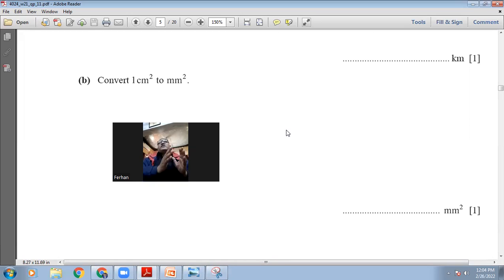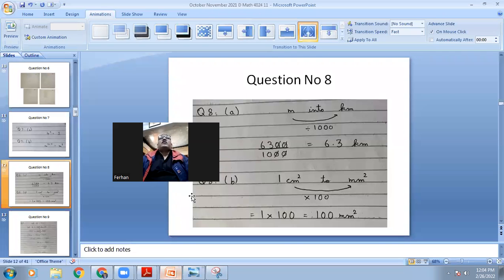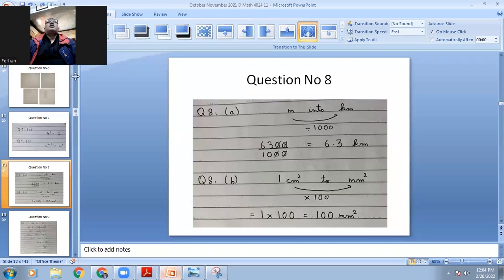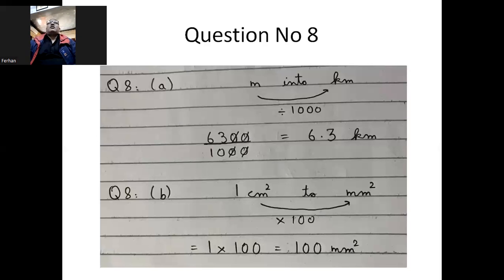So if you want to convert centimeter square into millimeter square, centimeter square is a bigger unit and millimeter square is a smaller unit. So when you convert a bigger unit into a smaller unit, you multiply. So you will multiply it with 100. So let me show you the solution. So 1 centimeter square to millimeter square, you will have to multiply with 100. So 1 multiply 100, it will be 100 millimeter square.